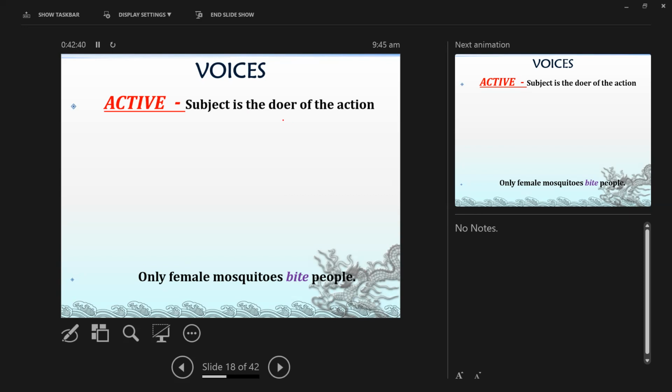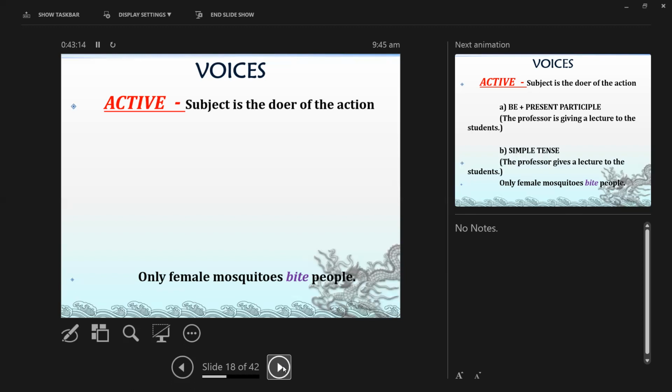Okay? For example, only cockroaches leave a big mark on your skin. So cockroaches is the subject and leave is the action word. They leave a very big mark on a person's skin. Okay.